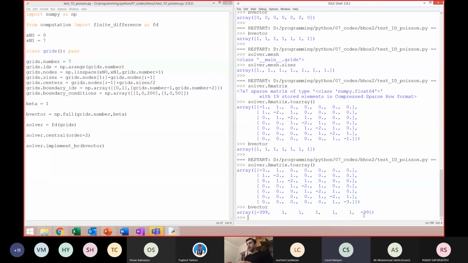Now we can solve the problem and get the new solution for the problem. For our case, we are really solving the problem for the pressure. So I'm going to specify it as a P. Let's call it pressure. Okay. Now, the only thing I need to do is just invert the A matrix and multiply the B vector.